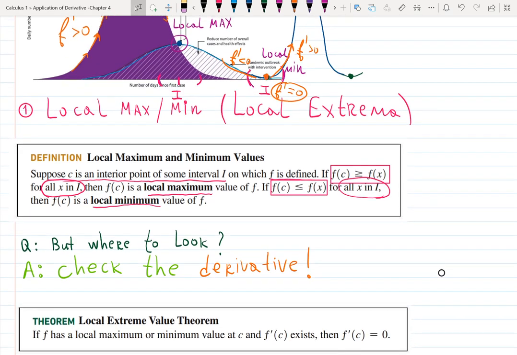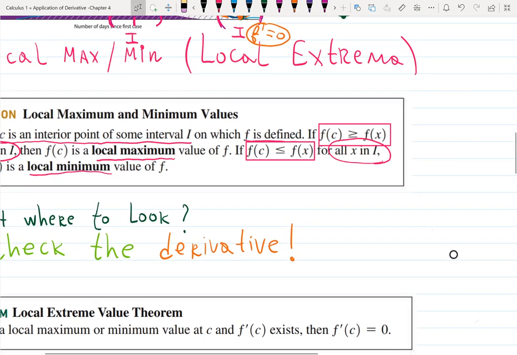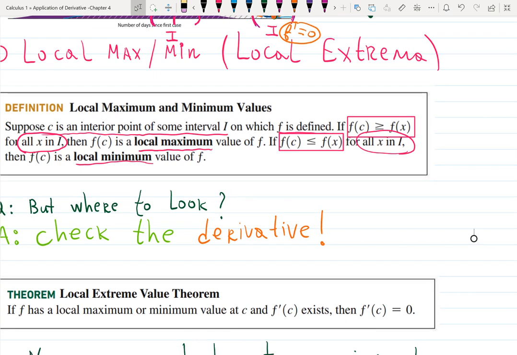And that's where the local extreme value theorem comes in. It also has a name, Fermat's theorem. Fermat was a brilliant mathematician. Fermat, with silent T. Fermat's theorem. Fermat said, you know what? If f has a local maximum or minimum value at c, and f prime exists there, then the derivative is 0. That's exactly what we just together analyzed from the graph of the function, a realistic function that actually represents the spread of the virus.